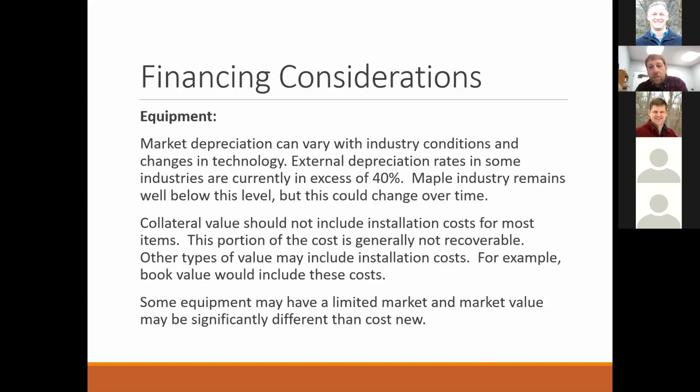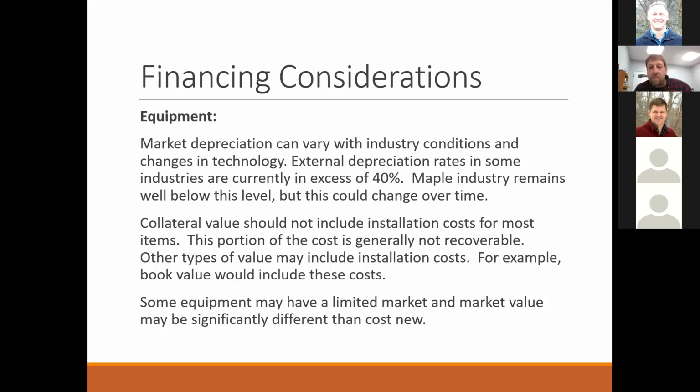Collateral value generally shouldn't include the installation cost. This portion of the cost is generally not recoverable because you're taking the equipment back out in the event of a default. Other types of value might include the installation cost. So we talked about going concern value. These are lock, stock, and barrel sales or analysis of the sale of a business, and you would include the installation costs in that analysis. Book value might include these costs as well.